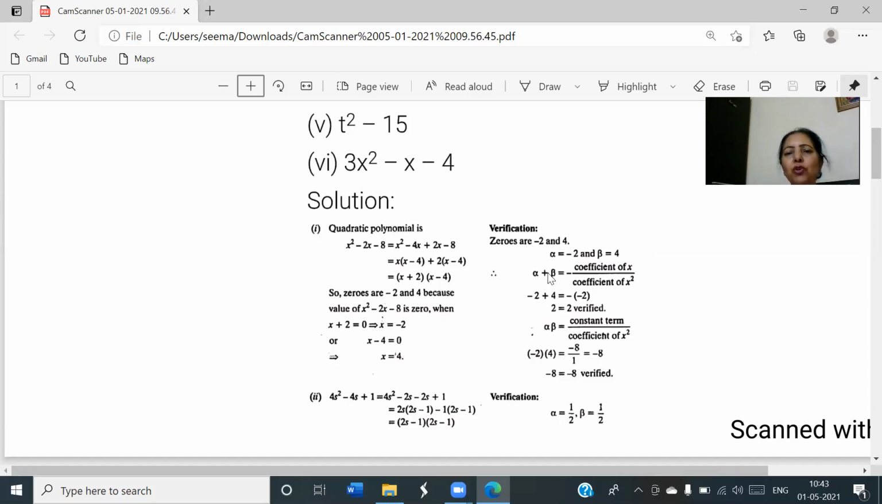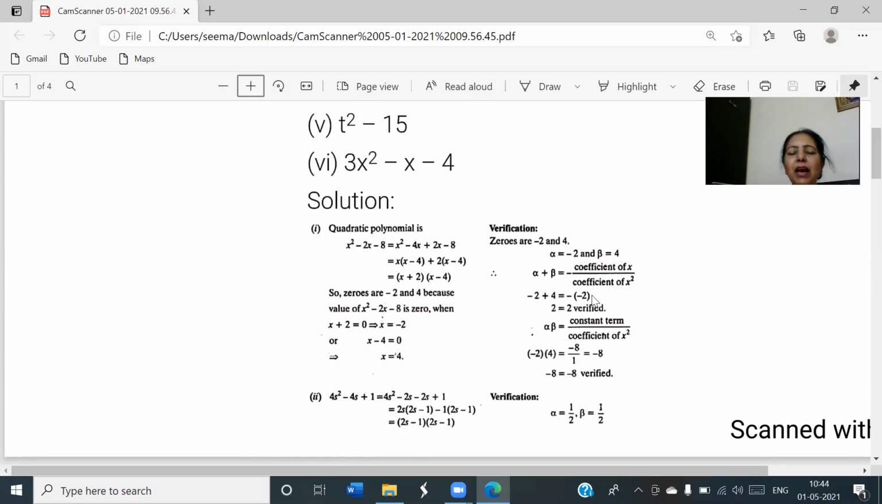Then what relation we know? Sum of zeros is minus of coefficient of x upon coefficient of x square. Let us substitute the values of alpha, beta, and coefficient of x square. Alpha is minus 2 and beta is 4. And this minus sign as it is. Coefficient of x is minus 2 divided by coefficient of x square, which is 1 here.